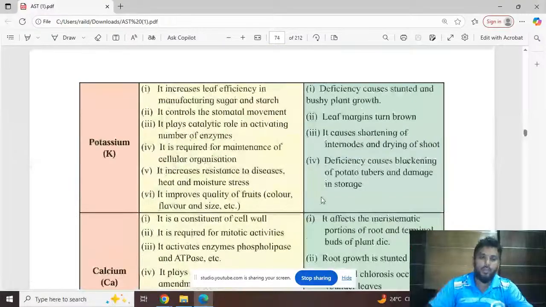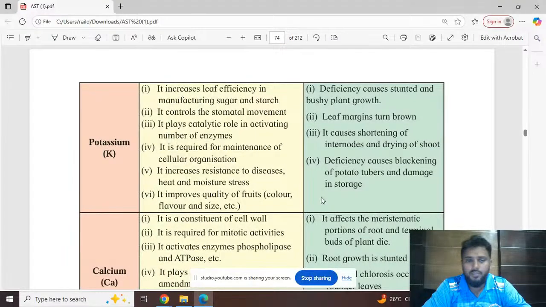Next is potassium. Potassium is very helpful in the efficiency of the leaf, as it manufactures sugar and starch. Then it also controls the movement of the stomata, that is opening and closing of the stomata. This concept I think everybody has studied in biology.